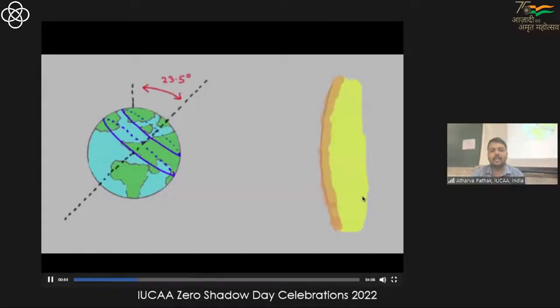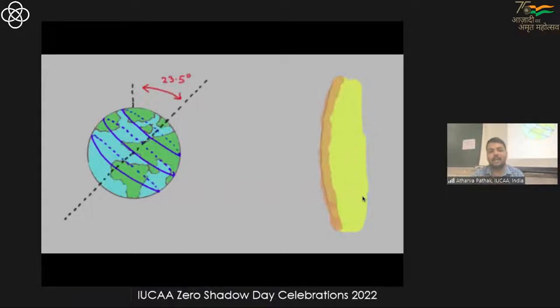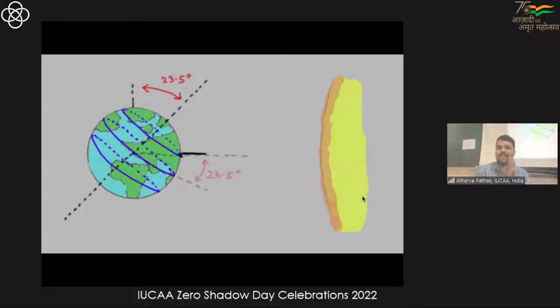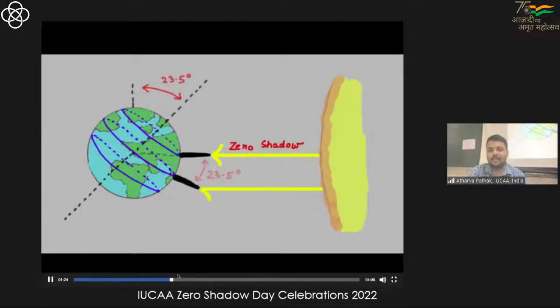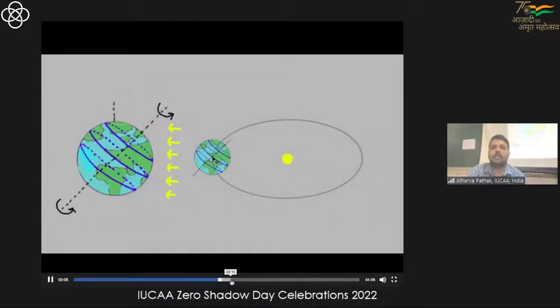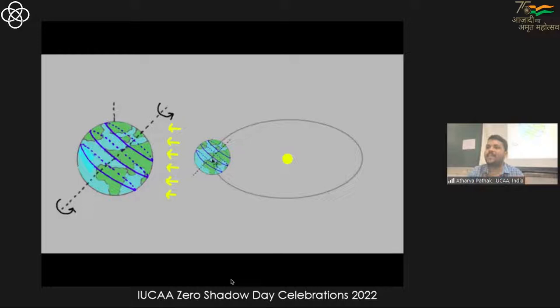Here you can see that the Earth is tilted by 23.5 degrees. And you can also see that there are markings of the equator and tropics. During the summer season, you can see the Tropic of Cancer is receiving direct sunlight. So this is the position when there is a Zero Shadow Day in India, particularly in Pune. And the sunlight is exactly overhead Pune city at local noon. So all the places on this latitude will experience Zero Shadow Day today. That is what we are trying to tell.